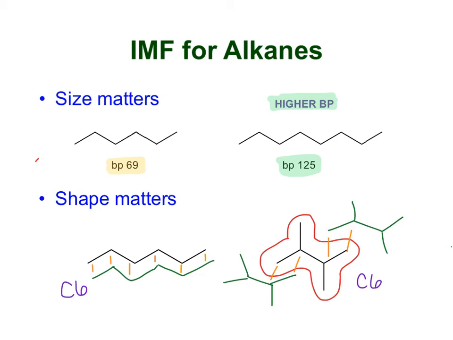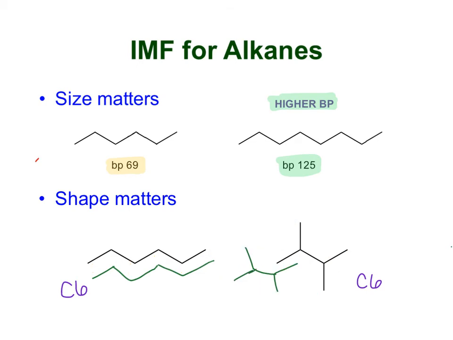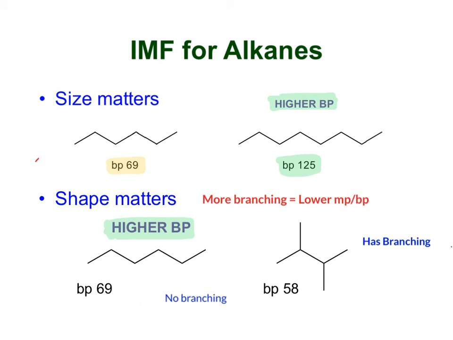Now, we call this branching. Basically the one on the left has no branches, and the one on the right has branching. So what we say is the more branching you have, the lower the melting point or boiling point. So between these two, which should have the higher boiling point? Right, it'd be the one on the left. And again, experimental data says that's the case. So that's it for all the tiebreakers for melting point and boiling point.